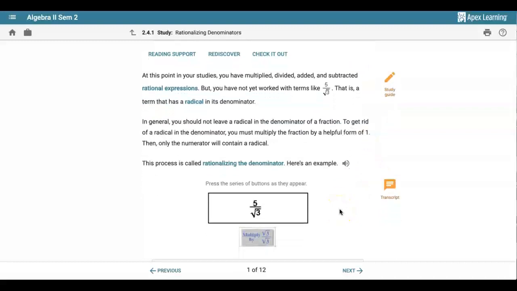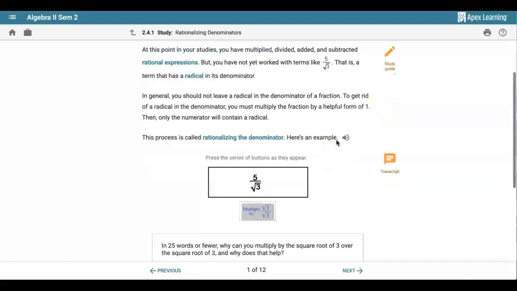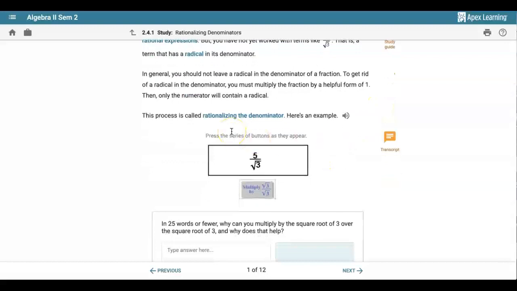In general, when we're dealing with something like this, it's easiest if we don't have that radical in the denominator of our fraction. In order to do that, we multiply our number by a helpful fraction in the form of 1, which means multiplying by the same thing on top and on bottom, essentially a factor of 1. This process is called rationalizing the denominator. We're trying to turn the denominator into a rational number.